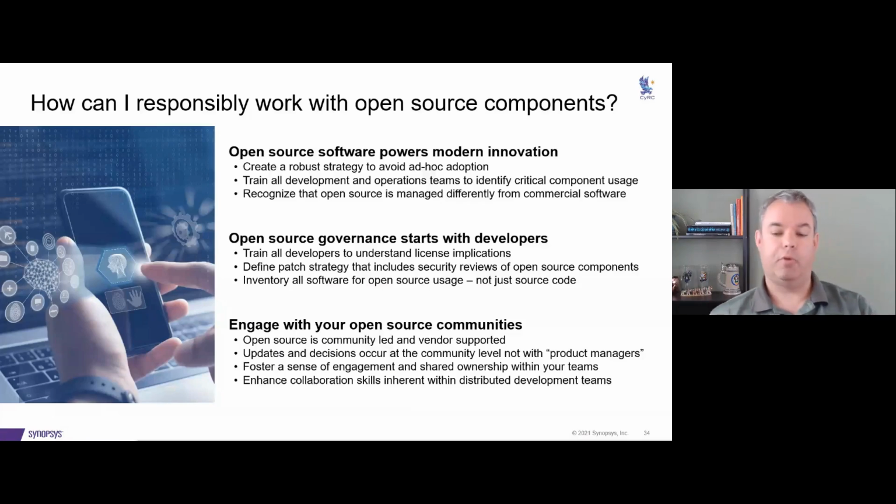And those developers and operations teams really need to engage with the open source communities that are creating what they're using. Open source is community-led and vendor-supported, not the other way around. The updates, design decisions, and architectural decisions all occur at the community level and not with product managers. Expecting that an open source community will take a GitHub issue that says, I need feature X, and implement it is a pretty low success rate. The community, however, will very cheerfully take the suggestion along with a piece of code that is reasonably well defined and potentially merge it in.